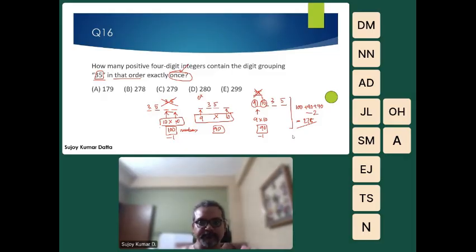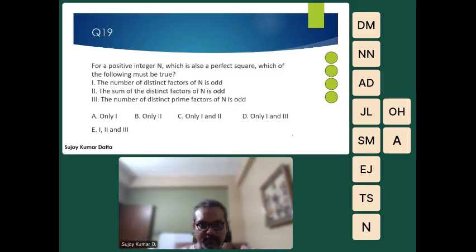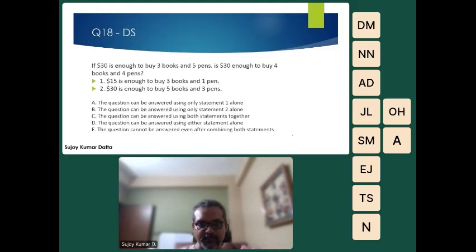Okay. All right. We are almost out of time, but maybe we can do one more. Let's see what questions are there. Okay, let us try this one. We haven't done algebra yet, so let's try one of these. Data sufficiency.